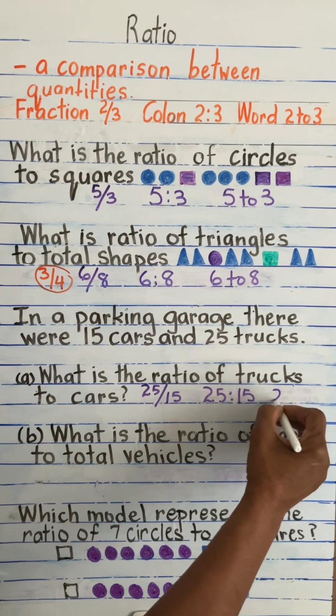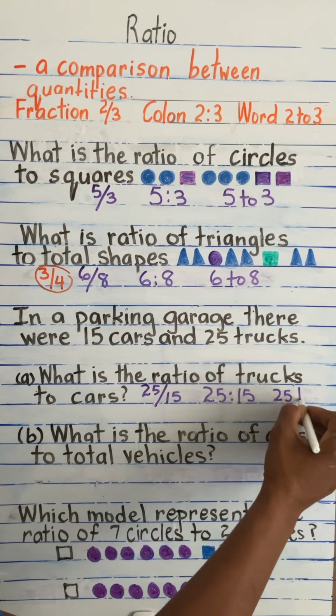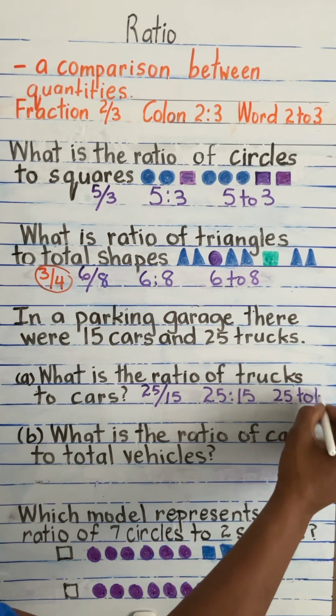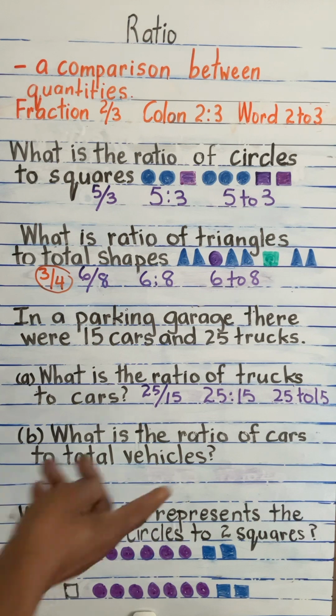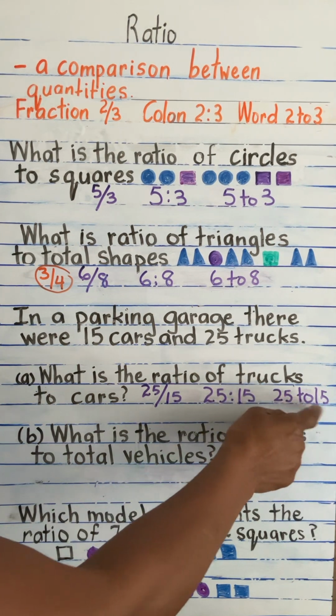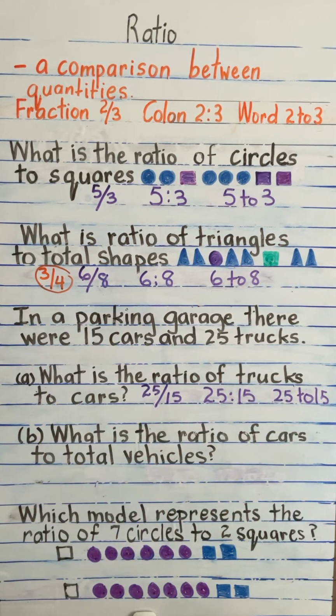25 to 15. And usually they will tell you how they want you to represent the ratio. If they want it as a fraction, you know what to do. If they want you to use a colon, you know what to do. And if they want you to use the word to.